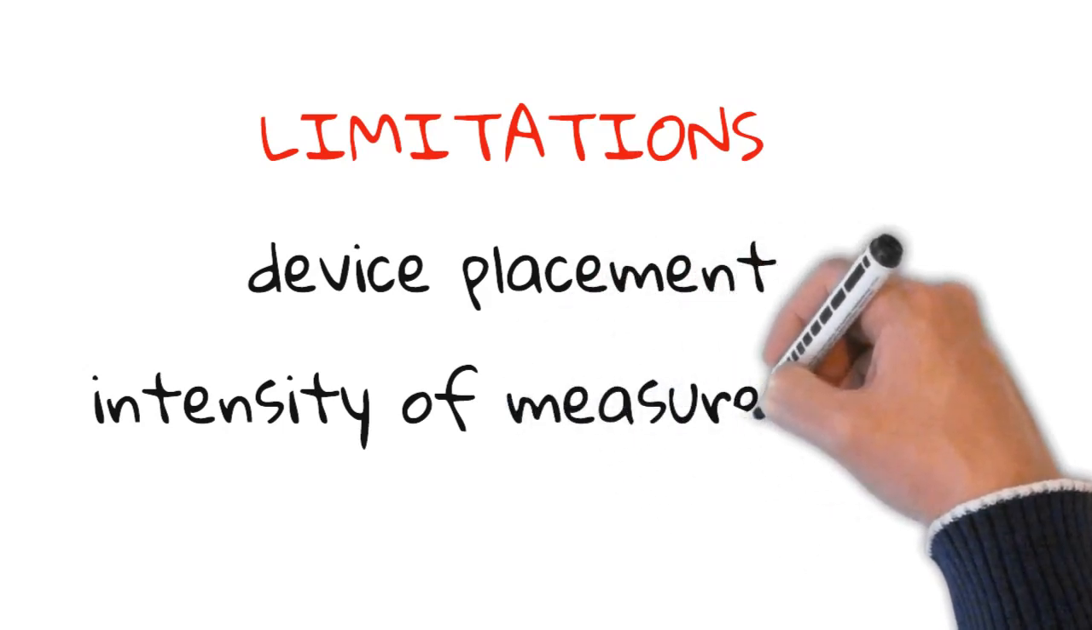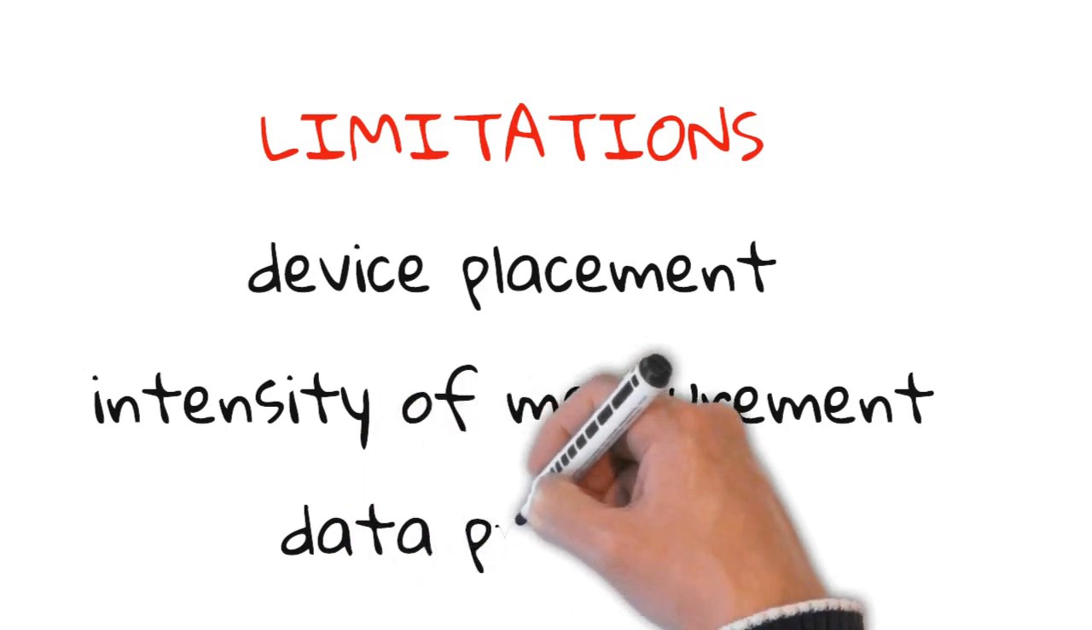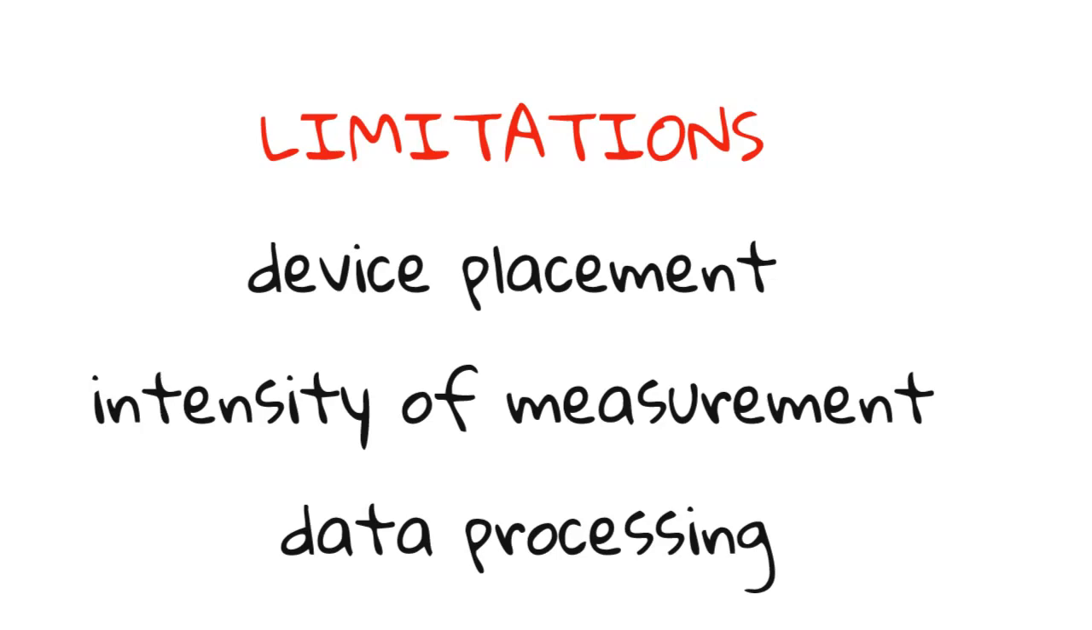Another limitation is the intensity of measurement. While accelerometers can detect the duration and frequency of physical activity, they may not accurately measure the intensity of activity, which is important for determining the health benefits of PA. Furthermore, data processing is another limitation. Accelerometer data needs to be processed and analyzed in order to provide meaningful information about PA, which can be time-consuming and may require specialized software.